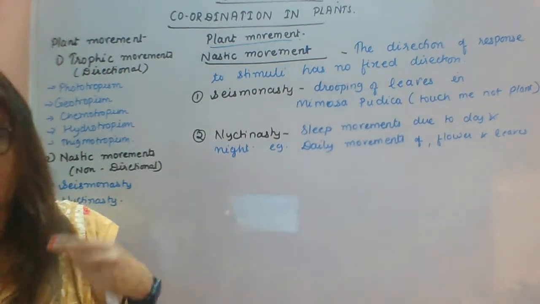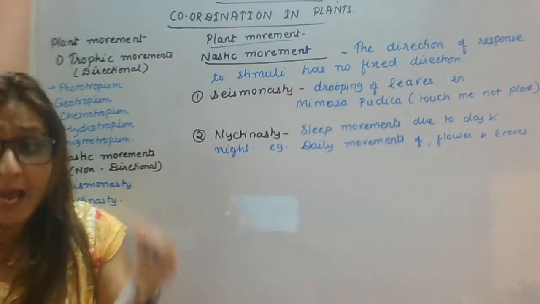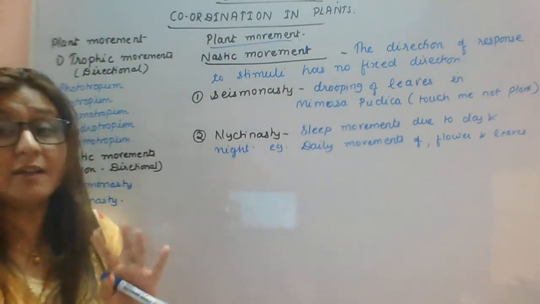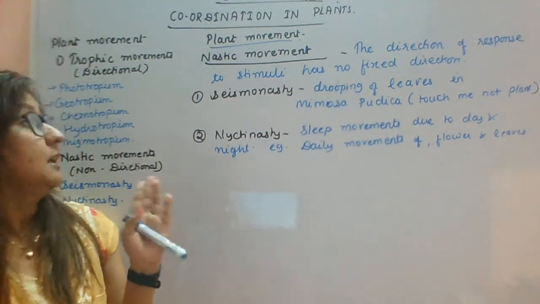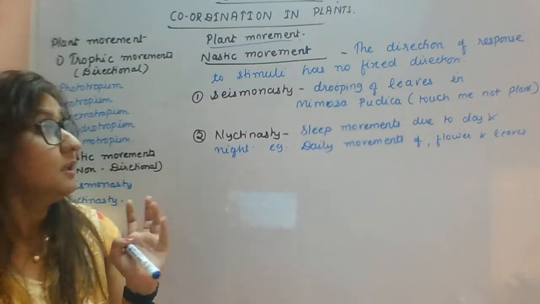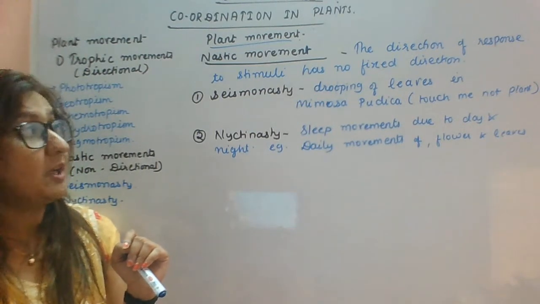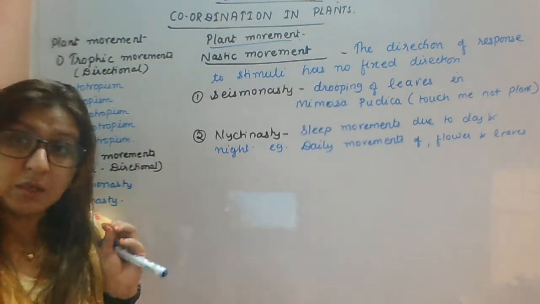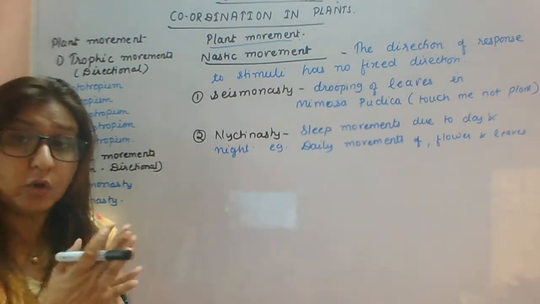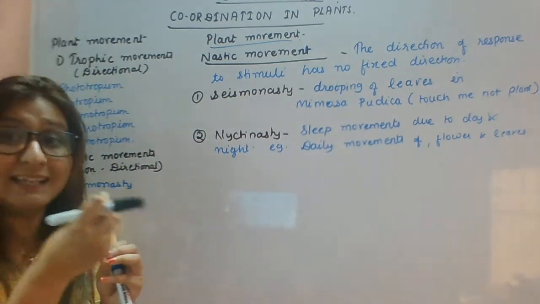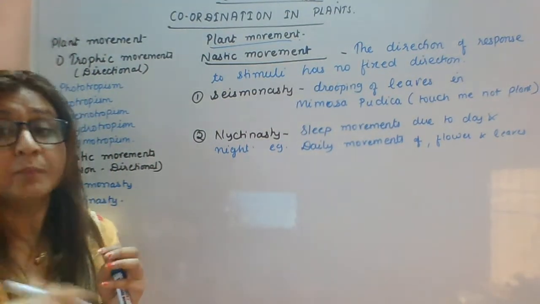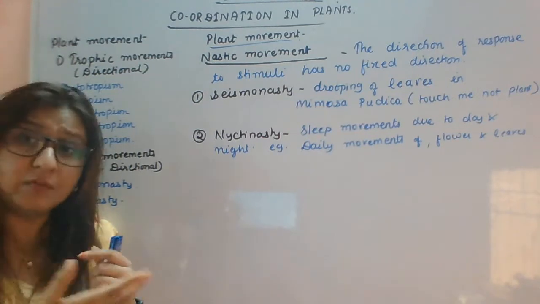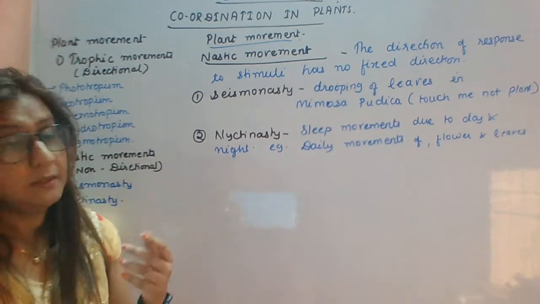In this condition, the whole plant gets affected, and it shows movement irrespective of that stimulus. Like seismonasty, that is the example of the dropping of leaves in the touch-me-not plant. In this we touch the leaves and they automatically close. It does not close only in that direction. The whole plant is affected by it. After some time it will open again.